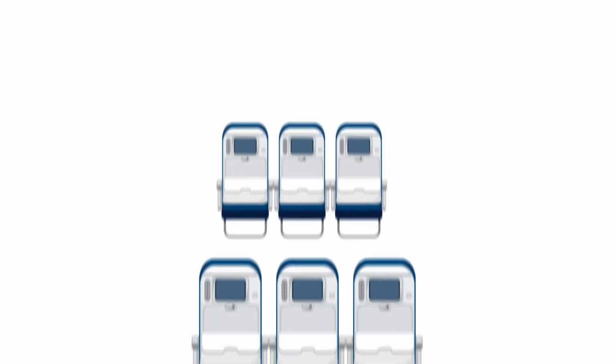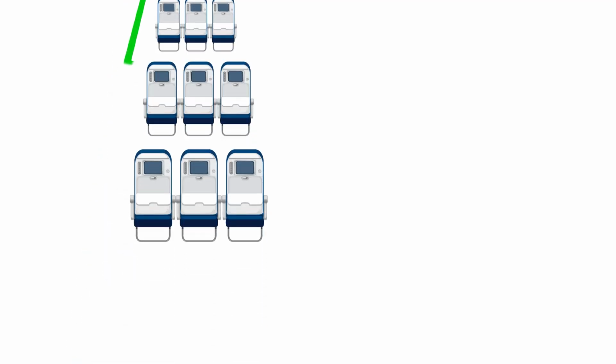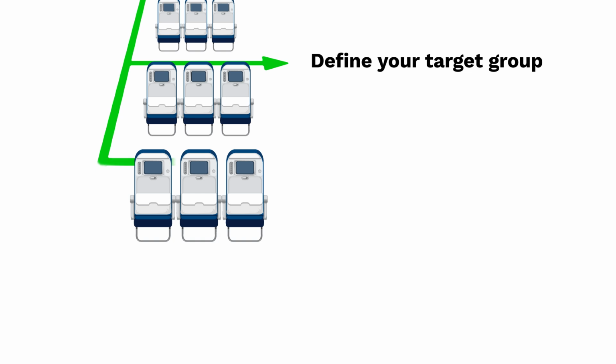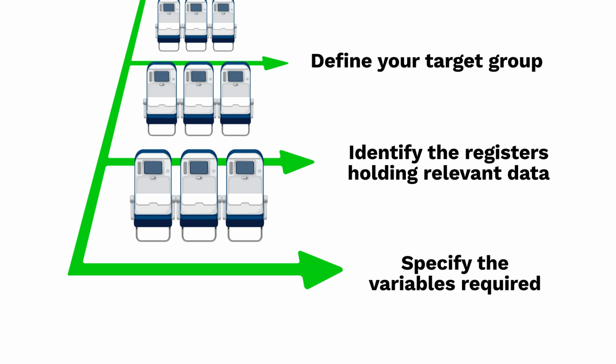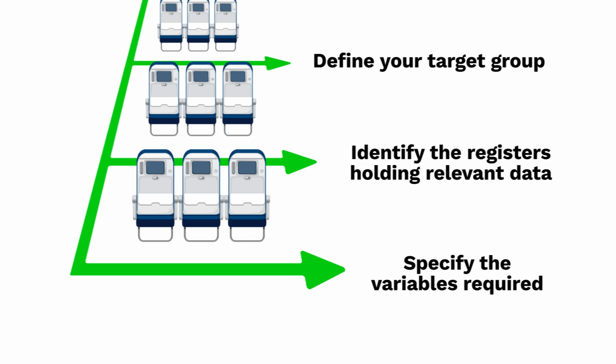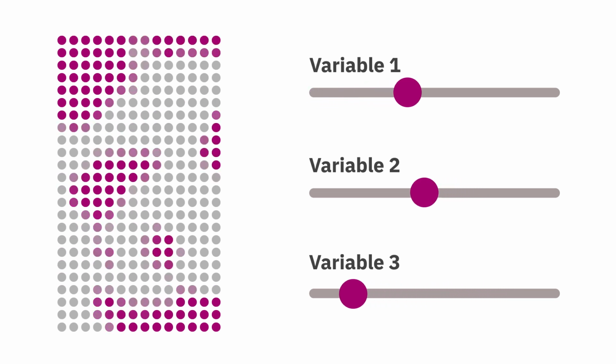There are several important steps when applying. Please take a moment to prepare a detailed extraction plan. Define your target group, for example, individuals with a specific diagnosis. Identify the registers holding relevant data, such as healthcare visits. Specify the variables required to answer your research questions. Keep the focus on essential data, following the principle of minimization.